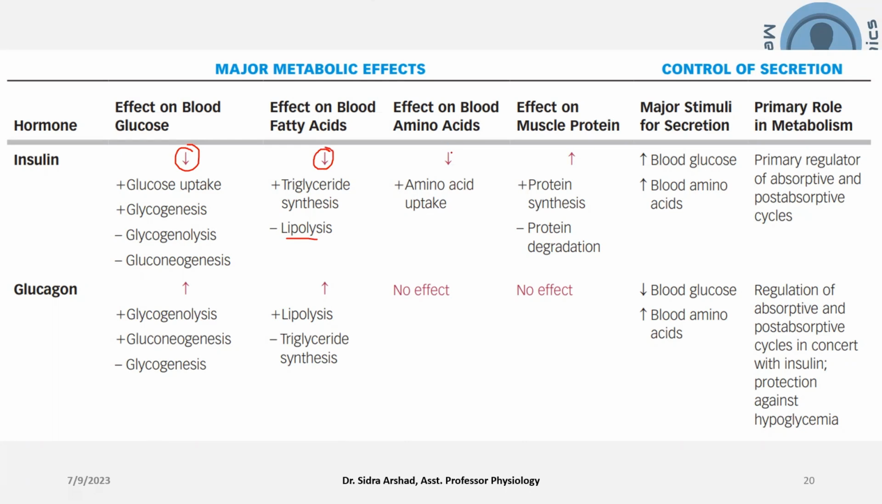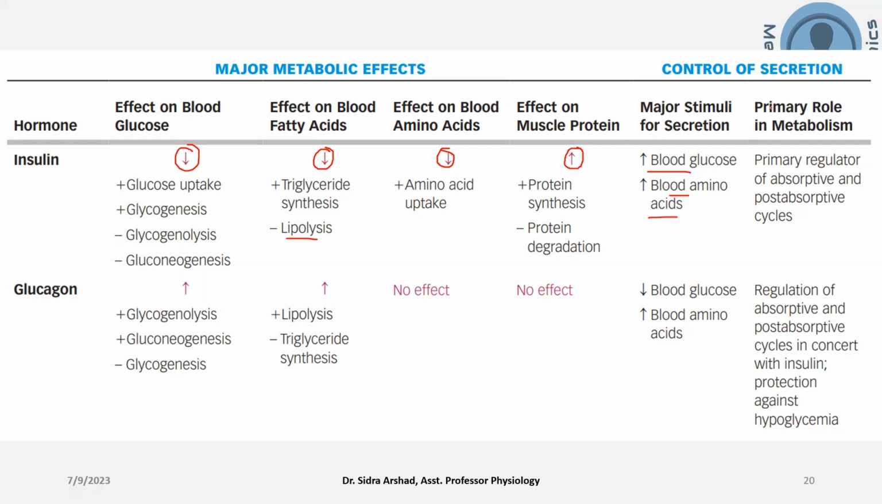On blood amino acids, insulin decreases the blood amino acid levels by causing amino acid uptake by the cells so that these can be used for protein synthesis. Its effect on muscle protein is that of anabolism, that it is increasing the muscle protein by promoting protein synthesis and inhibiting protein degradation. So major stimuli for secretion are increased blood glucose levels and blood amino acids, which will be found in the digestive state.